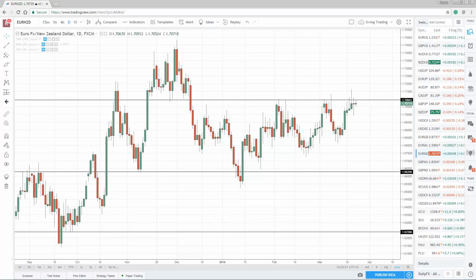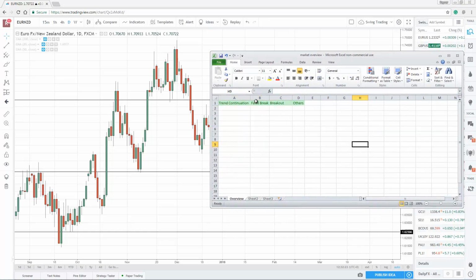and then have an Excel spreadsheet to classify the different types of trading setups that you trade. For example, I have trend continuation trades, false break setups, breakout, and others. Others is something that is outside of these three core setups that I trade. So you can see that this is what I'll do.